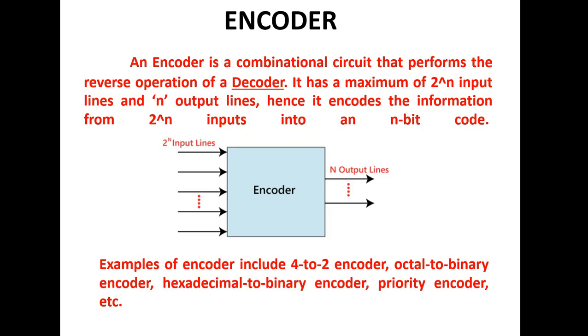The octal to binary encoder is also called 8 to 3 encoder. It consists of 8 input lines and 3 output lines because 2 power 3 is equal to 8. So 8 input lines and 3 output lines. Then the 16 to 4 encoder is also called hexadecimal to binary encoder. So it consists of 16 input lines and 4 binary output lines.